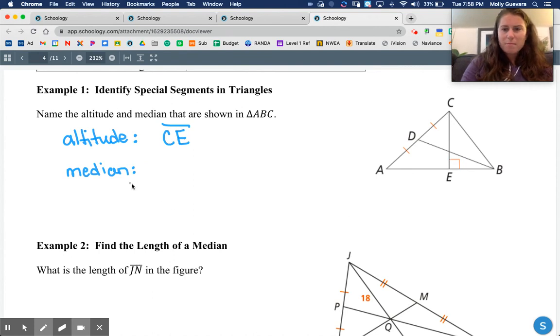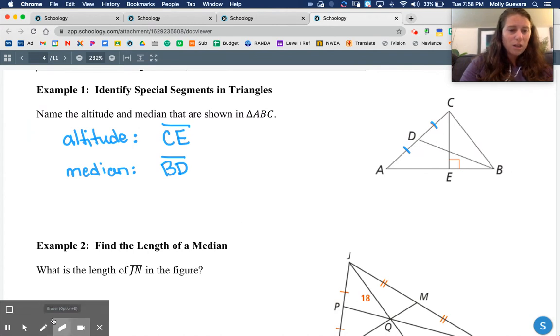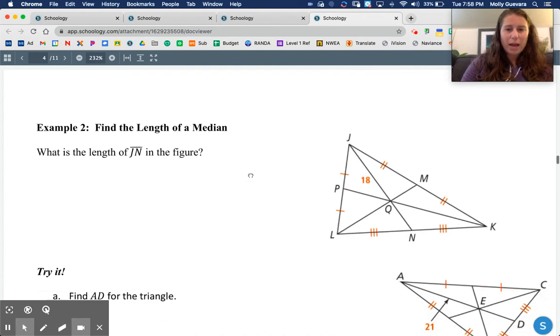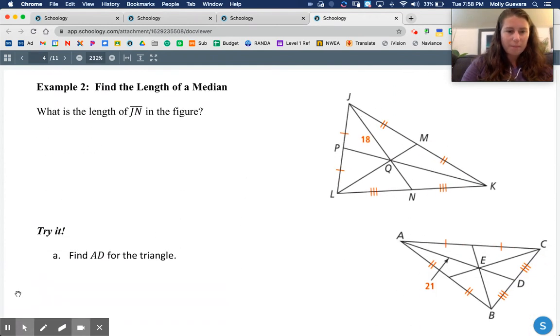Which means that the median here is going to be BD. And remember, the median goes from a vertex to the opposite side and cuts that opposite side in half. So because AD and CD are the same length, BD is the median. So now let's look at example 2 where we're actually using this, okay?